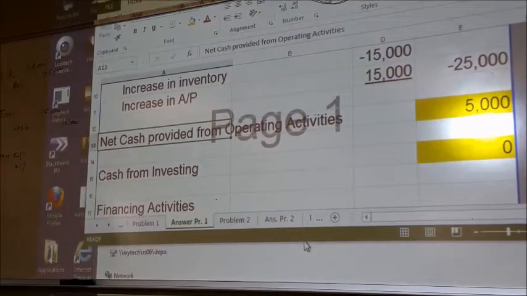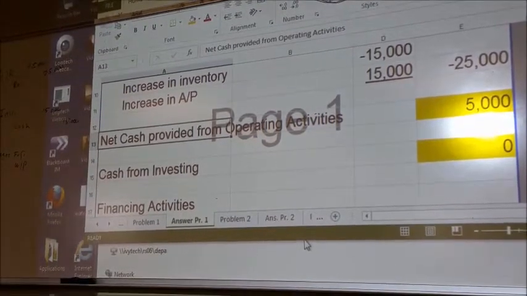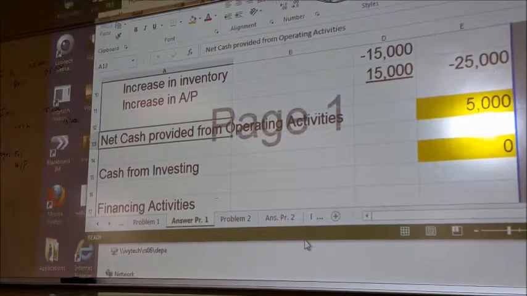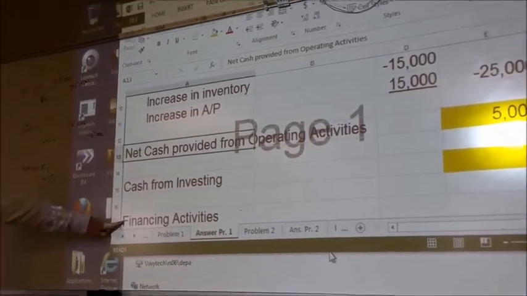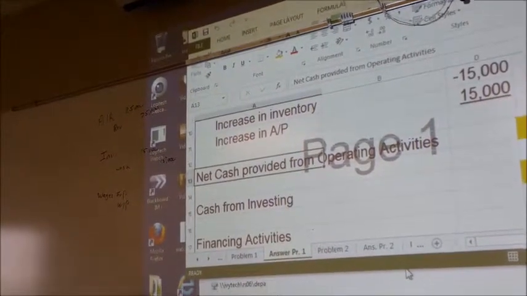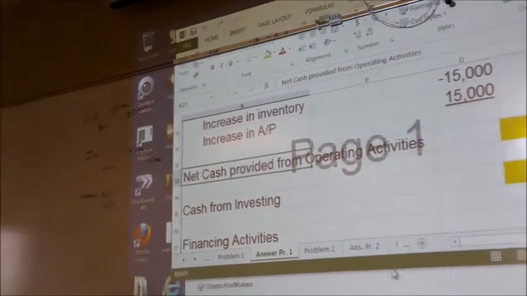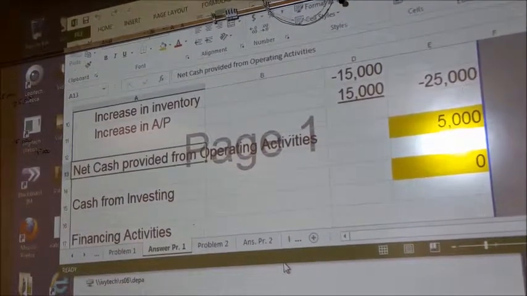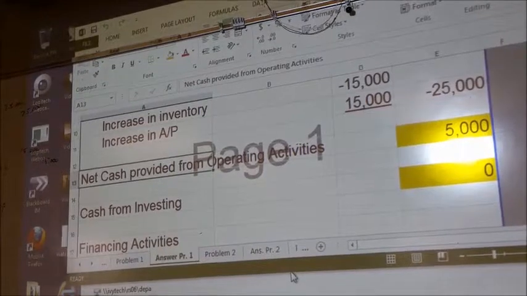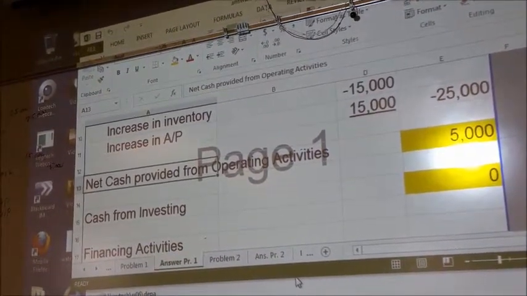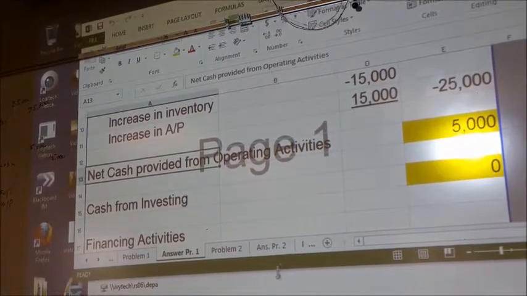So we can go to the third step. Long-term, remember this is long-term liabilities and owner's equity changes. I didn't have any long-term liabilities. My bonds are my only example of long-term liabilities, and that's 0. But I do have common stock. My common stock went up $80,000.